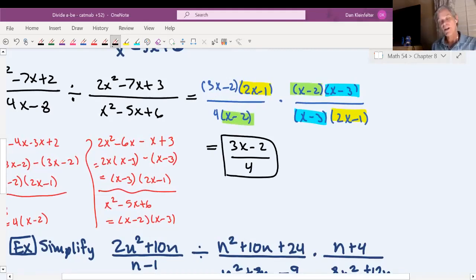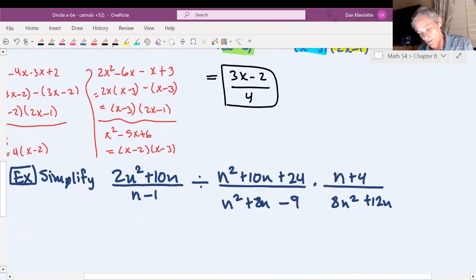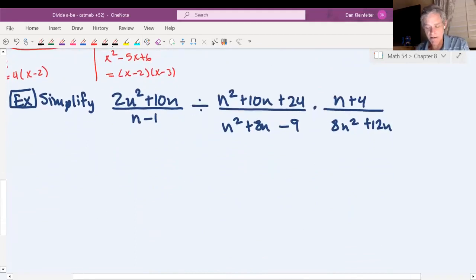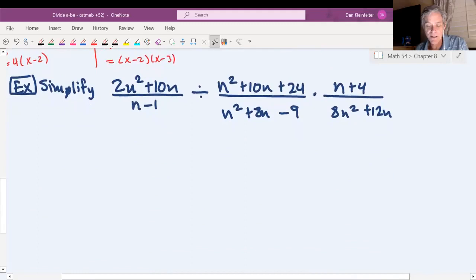All right, so our grand finale here is just to simplify because it's a combination of a division and a multiplication. So we have one fraction divided by another. And then once you've gotten that done, multiply by the n plus 4 over 8n squared plus 12n. So for this one, pause the video and then try it yourself and then restart the video and see how you have done.